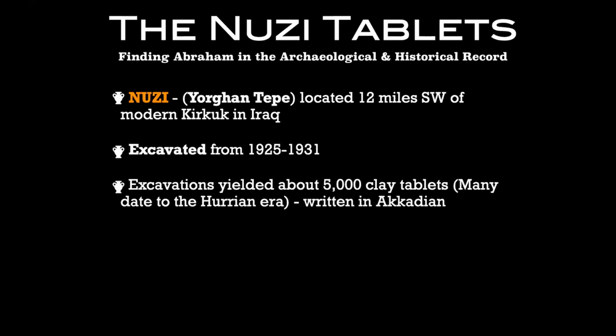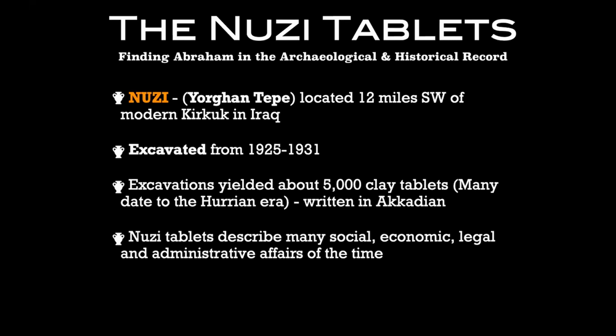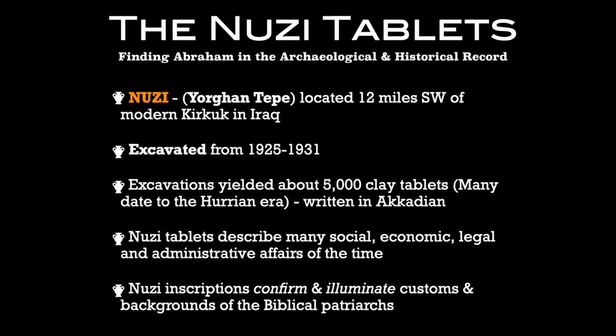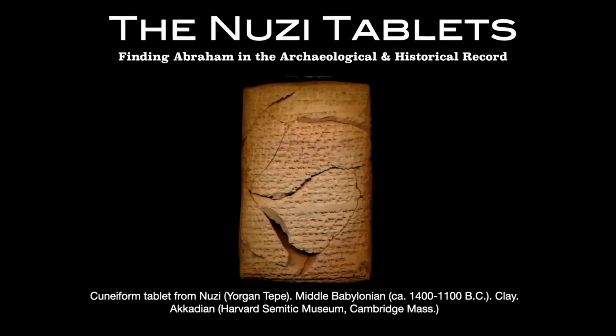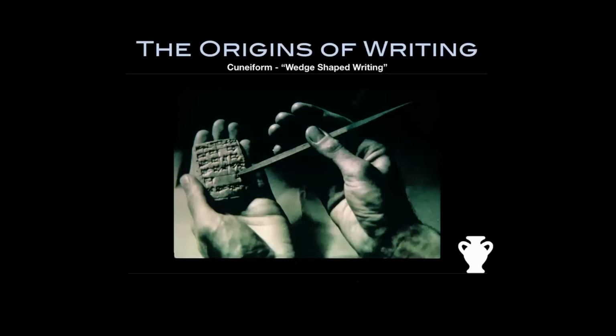It was excavated in 1925 and 1931. Excavations yielded about 5,000 clay tablets from the Hurrian era, written in Akkadian. The Nuzi tablets describe, again, many social, economic, legal, and administrative affairs of the time. And the Nuzi inscriptions, like the Hittite legal code, confirm and illuminate customs and backgrounds of the biblical patriarchs, including Abraham, as well as possibly Job. This is a photograph of a cuneiform tablet from Nuzi. Middle Babylonian, it's in Akkadian. This is actually in the Harvard Semitic Museum in Cambridge.